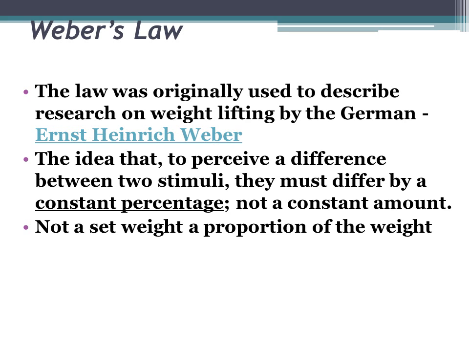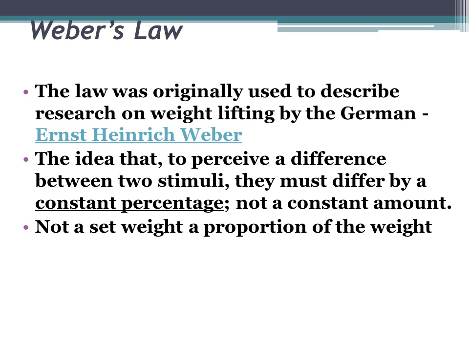The law was originally used to describe the research on weightlifting. They wanted to know how much weight needs to be present in order for you to notice that there's a difference in the weight. Between a 50-pound weight and a 51-pound weight, you might not notice the difference. However, if you went from a 50-pound weight to a 100-pound weight, it's proportionately different, so you notice that there's a difference in the stimulus.